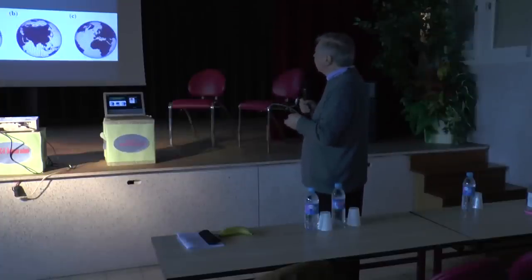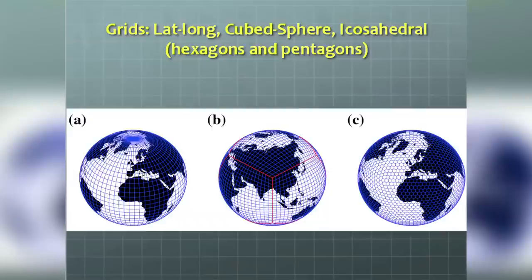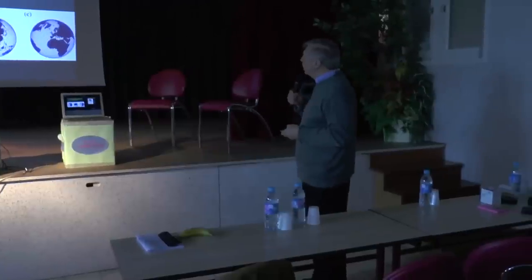So this is a summary here in a bit. You see here the longitude-latitude grid. You see here the cube sphere grid. And you see here another icosahedral grid where the grids are now hexagonal. It's easy to do. Some of the elements, though, are pentagonal in order to bring everything together. So a lot of people are working now on these new grids.